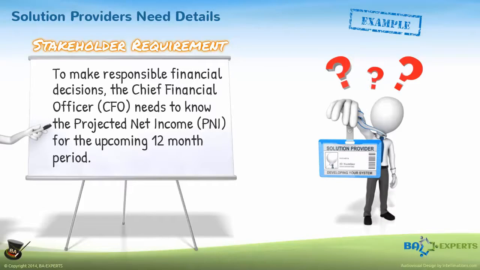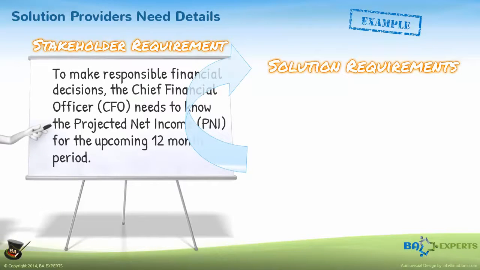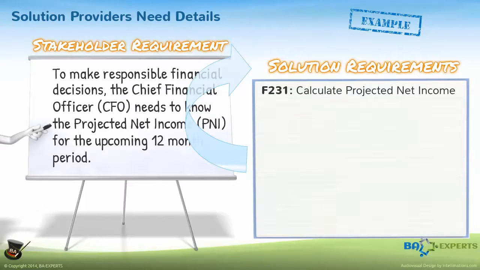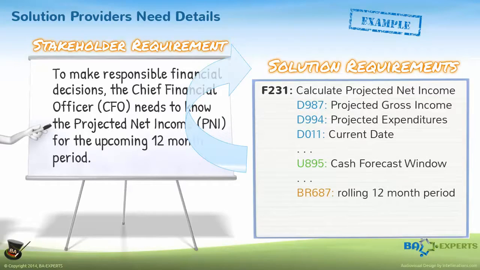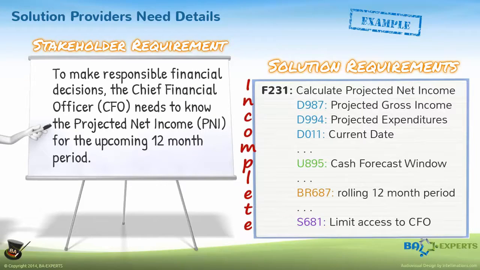Although this statement is sufficient from the business perspective, it might not be clear to the solution providers. Any application that satisfies this stakeholder requirement also has to satisfy solution requirements, such as calculate projected net income, which is a function; projected gross income, which is data; projected expenditures, which is data; current date, also data; a cash forecast window, which is a user view; a rolling 12-month period, an NFR, this will become a business rule, more on that later; limit access to CFO, another NFR, a security requirement. This set is obviously incomplete, as you could extract many other functional and non-functional requirements from this requirement statement. It serves here only to illustrate the level of detail that solution providers need to do their job.